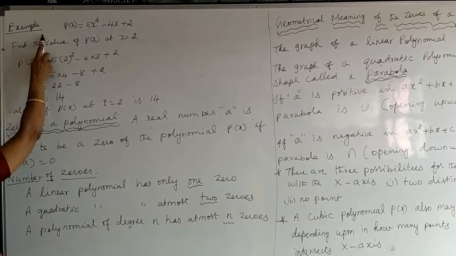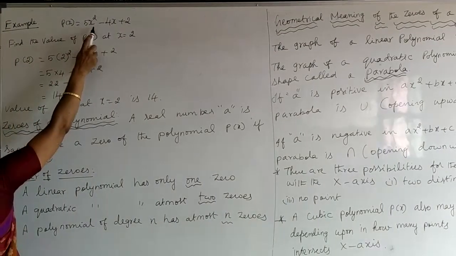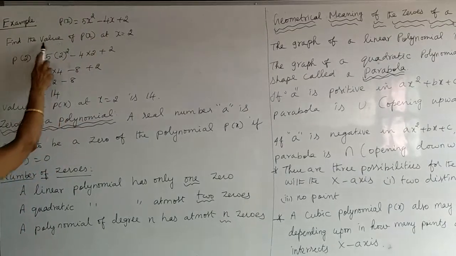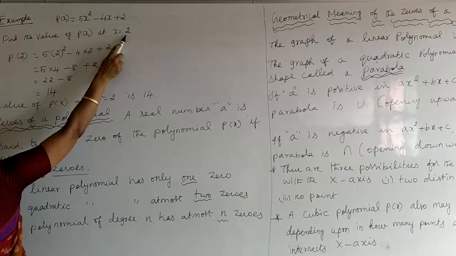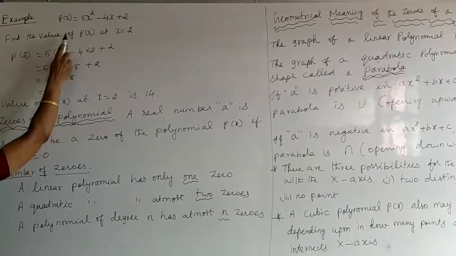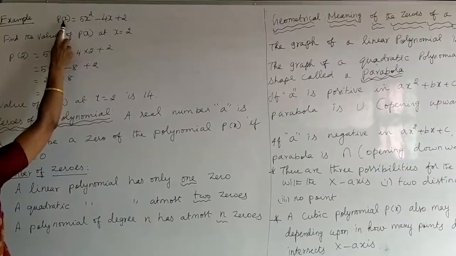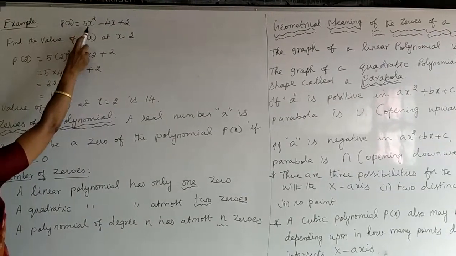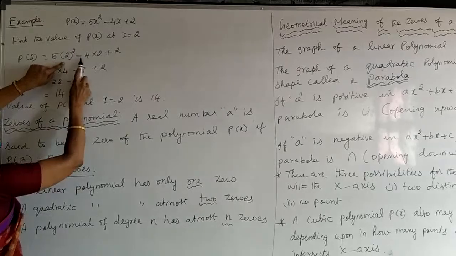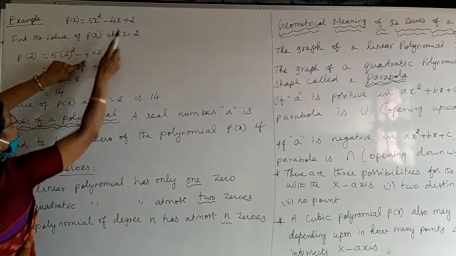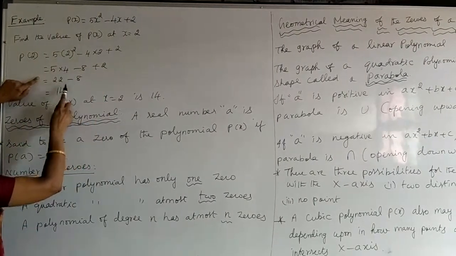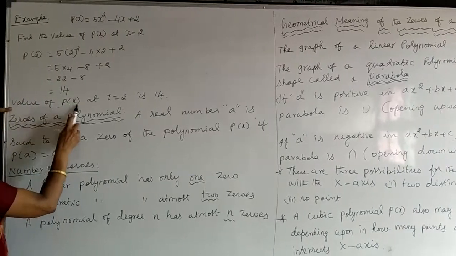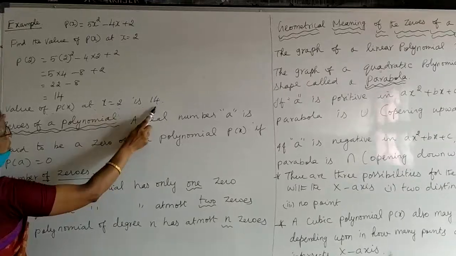So here an example is taken. P(x) equals 5x square minus 4x plus 2. The question is, find the value of P(x) at x equal to 2. So in this polynomial, we are going to replace x by the number 2. So P(2) equals 5 times 2 square minus 4 times 2 plus 2. This is evaluated, we get it is equal to 14. Therefore, the value of P(x) at x equal to 2 is 14.